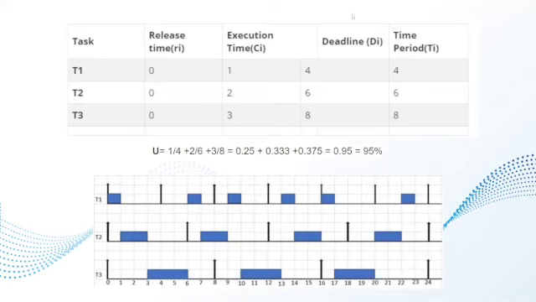At time 0, all the tasks are released, but priorities are decided according to their absolute deadlines. So T1 has higher priority as its deadline is 4, earlier than T2, whose deadline is 6, and T3, whose deadline is 8, and that's why it executes first.